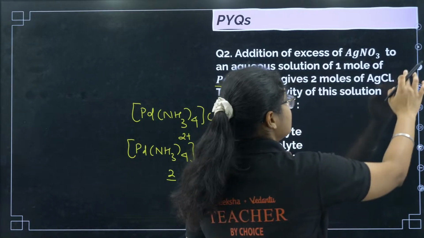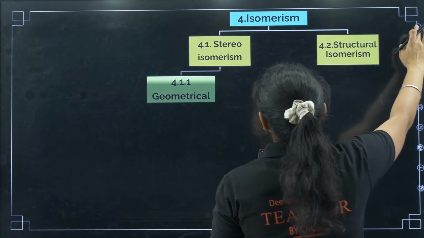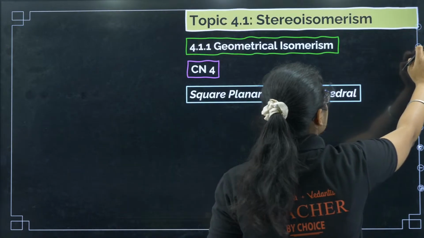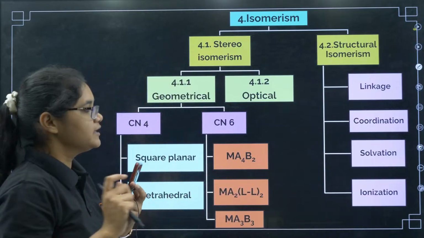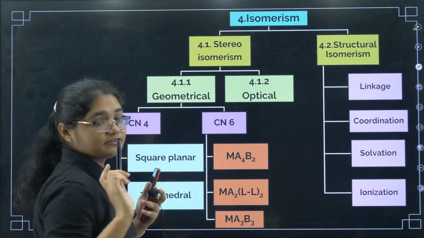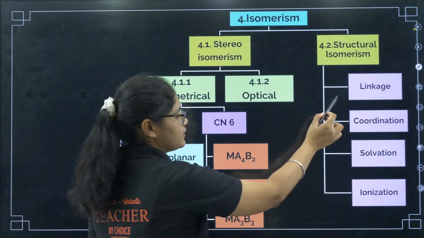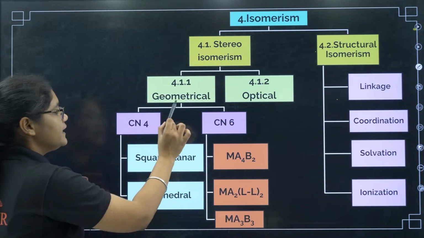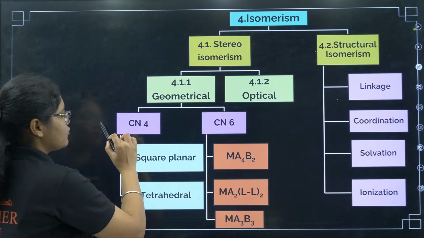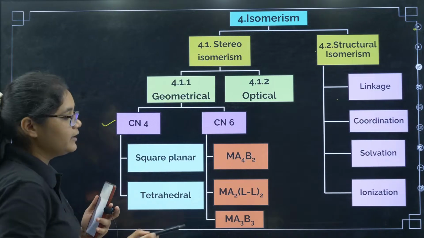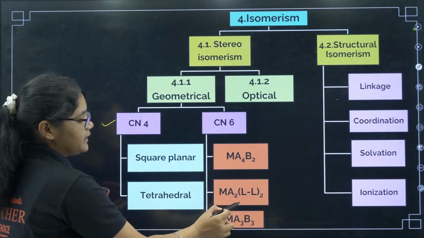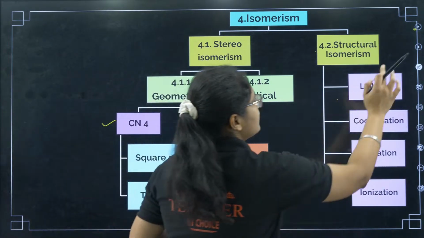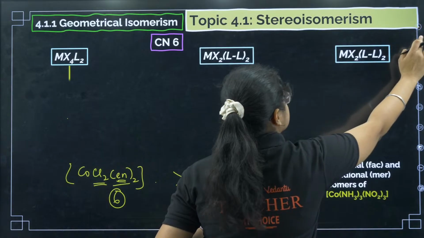Yes. Okay, so next coming to this one, isomerism. All of you please understand isomerism. Let's discuss here. Isomerism, first of all, is of 2 types. One is stereoisomerism, next is structural isomerism. Under structural isomerism, you have linkage, coordination, solvation isomerism and ionization isomerism. In case of geometrical isomerism, we have coordination number 4, square planar and tetrahedral. In coordination number 6, Ma4B2, Ma2LL2 and Ma3B3. I have already shown you that, right? So these are the isomerisms that exist.